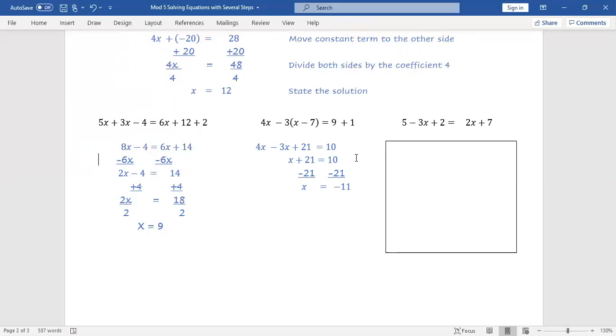So I don't have a variable term on the right, so I don't have to worry about trying to move my variable terms to the same side. I just have to move my constants to the right-hand side. So I'm going to subtract 21 from both sides.